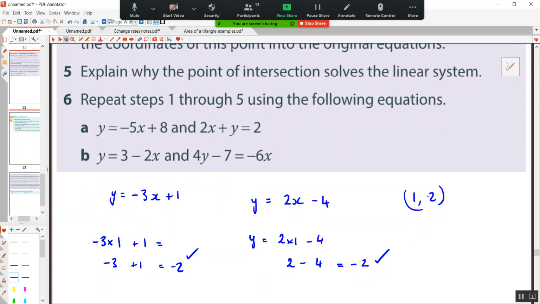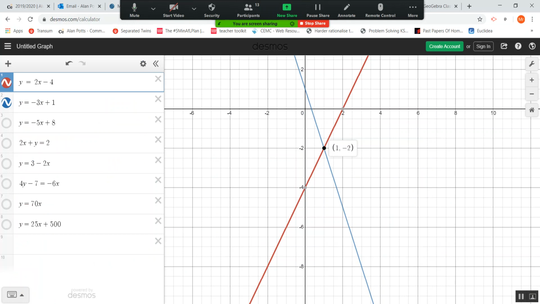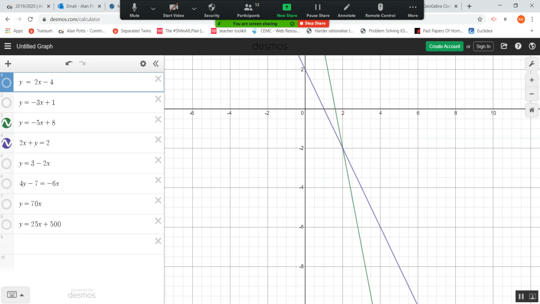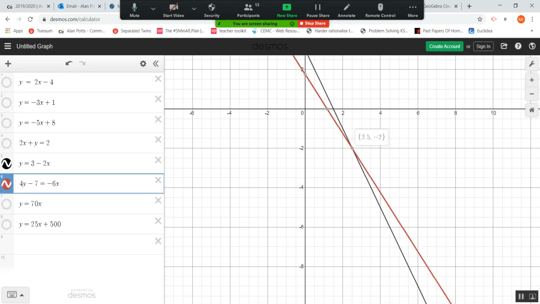So we've got these. Repeat steps 1 through 5 using the following equations. What did you notice? Did they cross as well? Yeah. So if I put the next two in, what's the solution for these two? It's at 2 and -2. If I put the next pair in, we've also got a solution at 2.5, -2.